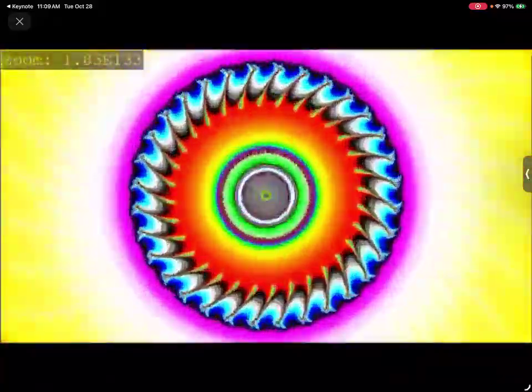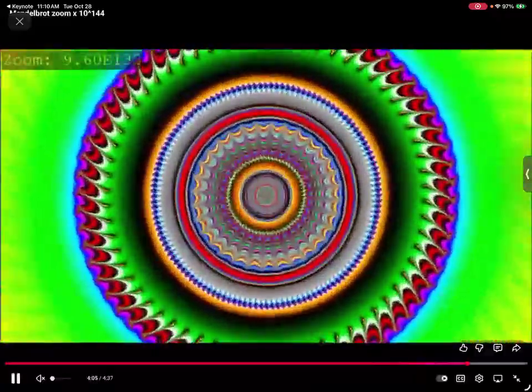And so in the interest of time, we're now at 10 to the 130. And you're just zooming in, zooming in. 135. And we should be seeing the Mandelbrot set coming in very soon. And there it is again. So there's a lot of wonderful mathematics behind all of this.